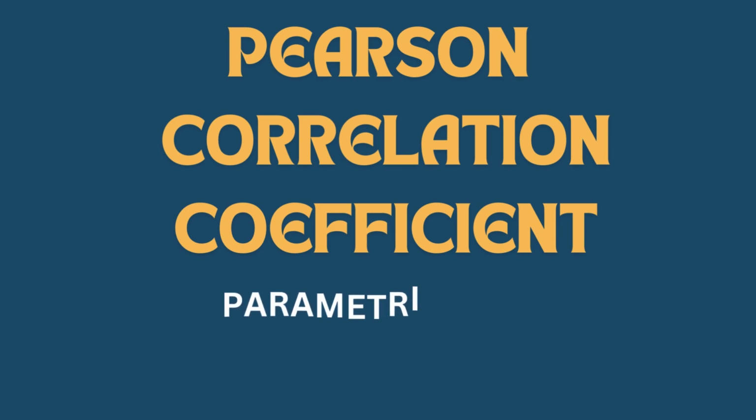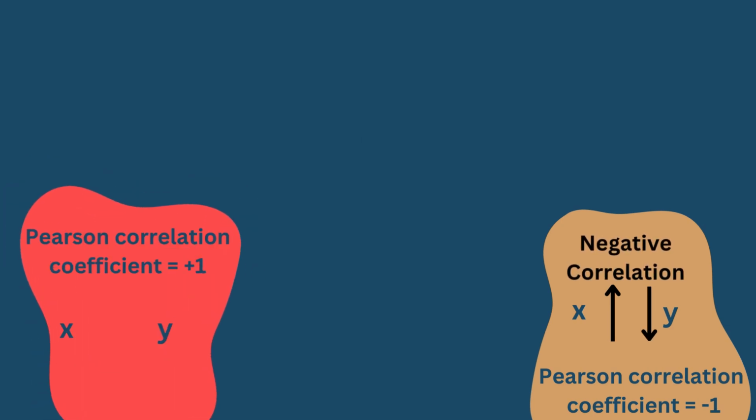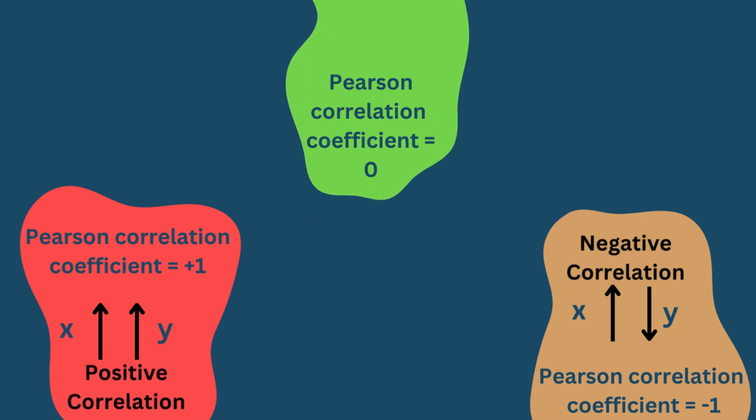It is a parametric test that explains the relationship between two variables from -1 to +1. -1 means while there is an increase in variable x, there is a decrease in variable y, thereby showing negative correlation. +1 means while variable x increases, variable y also increases and is interpreted as positive correlation. Whereas 0 means there is no relationship between x and y, that is, no correlation.